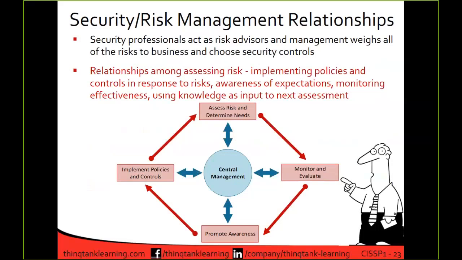Security risk management relationships. Security professionals act as risk advisors. Right? I mean, that's really your goal, as an IA individual, for all of you guys, is to become an advisor for security, right? Management weighs all the risks of the business, and they choose the controls that they decide to implement based on those variables. As a consultant, as a security professional, that is essentially your job, is to take a look at the big picture from multiple perspectives and then decide what you're going to do from that perspective. Relationships among risk, implementing policies and controls in response to risk.